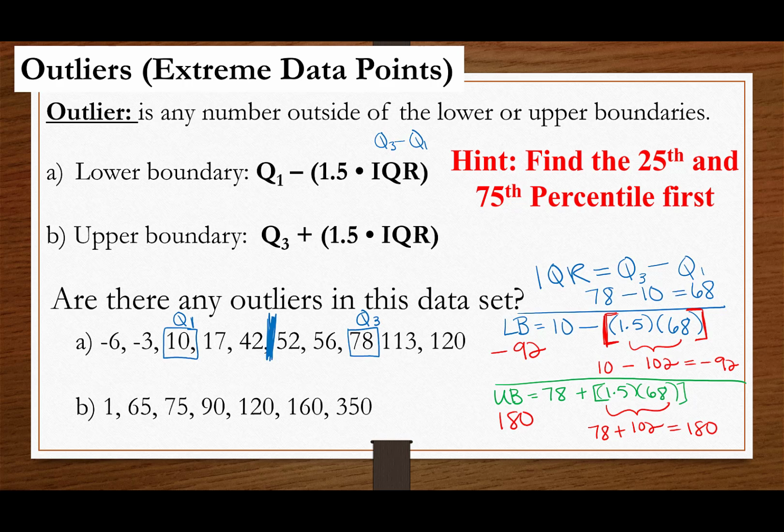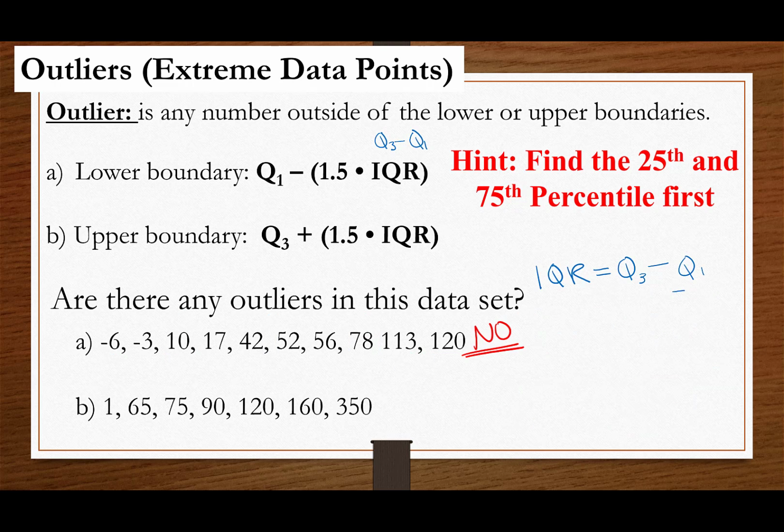To find an outlier, you first look at the lower boundary. Are any values less than negative 92? No. The smallest is negative 6. So we're good on the lower side. The upper side, are there any values that are greater than 180? And we say no. The greatest is 120. And so for the first question, are there any outliers in the data set A? The answer is no. Okay, we're going to run through that same process again, except now we have a different set of data in B.